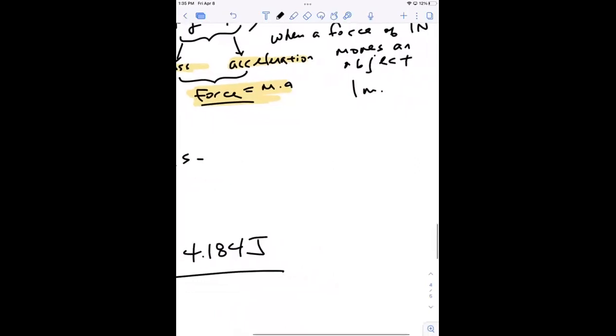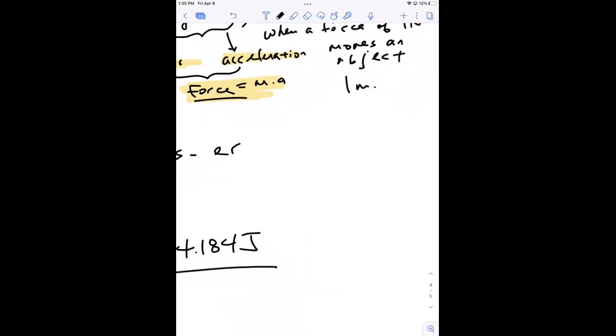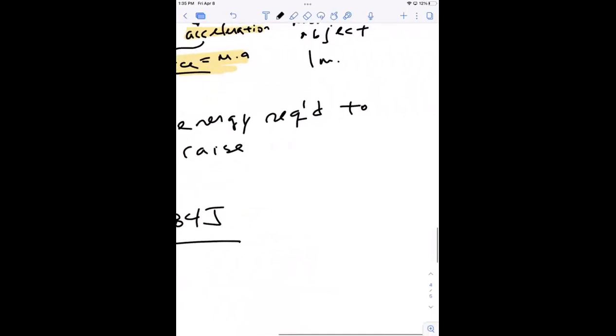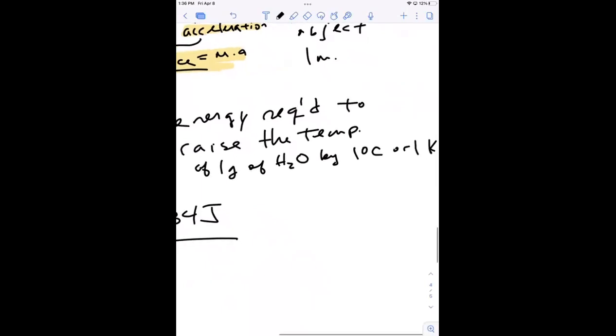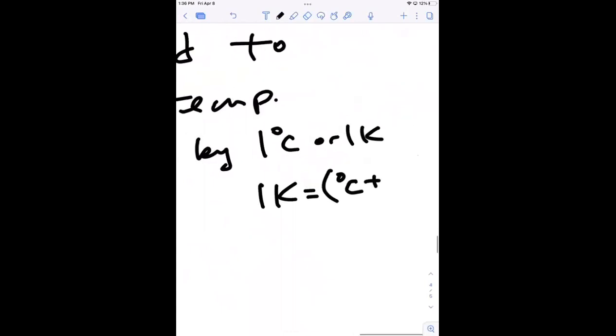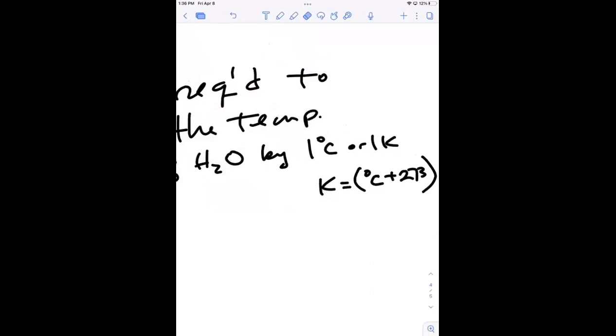All right. So a calorie is the energy required to raise the temperature of 1 gram of water by 1 degree Celsius or 1 Kelvin. And remember, for Kelvin and degrees Celsius, the relationship is 273. So Kelvin is the degree Celsius plus 273, right?